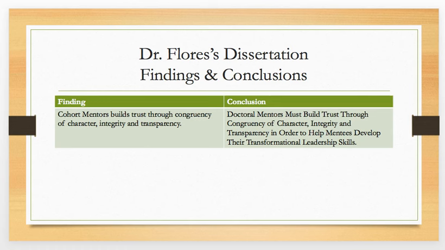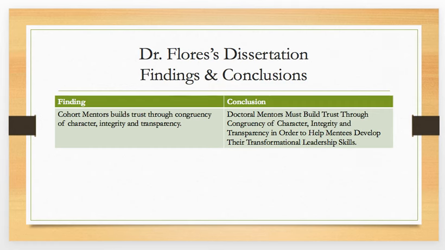Okay, so in the case of Dr. Flores' dissertation, we'll work with the first finding, which is cohort mentors builds trust through congruency of character, integrity, and transparency. So her conclusion based on that is doctoral mentors must build trust through congruency of character, integrity, and transparency in order to help mentees, which are the students, develop their transformational leadership skills.